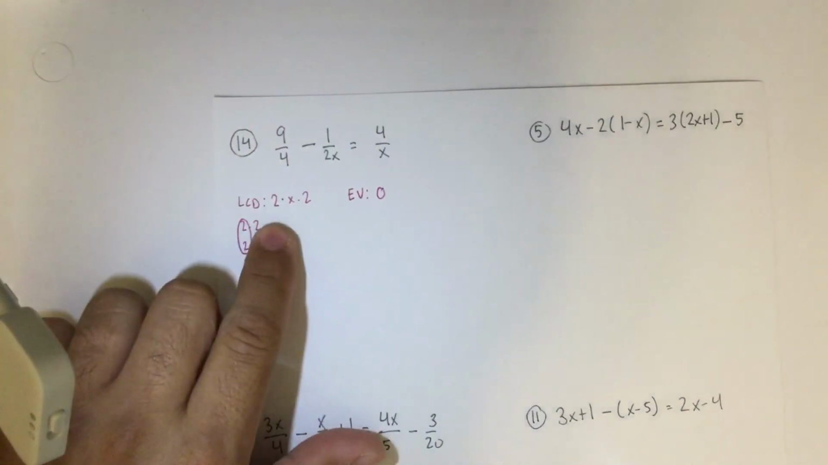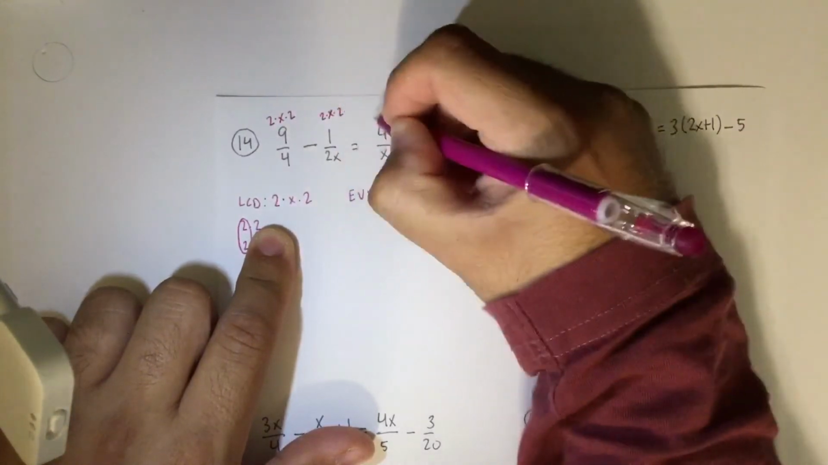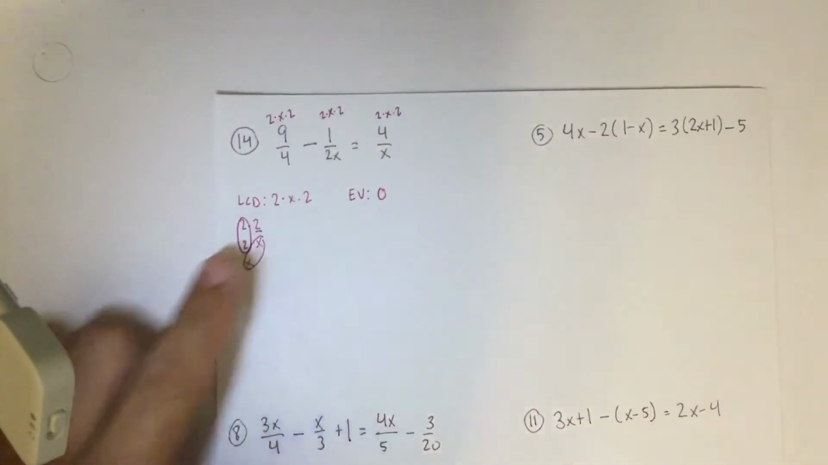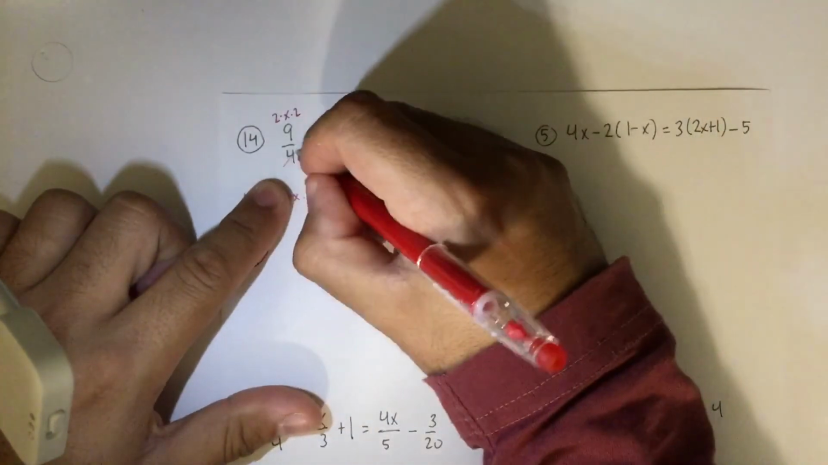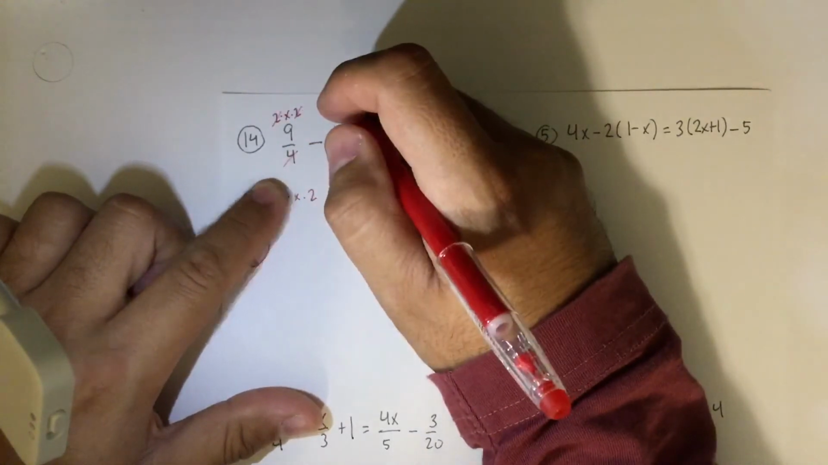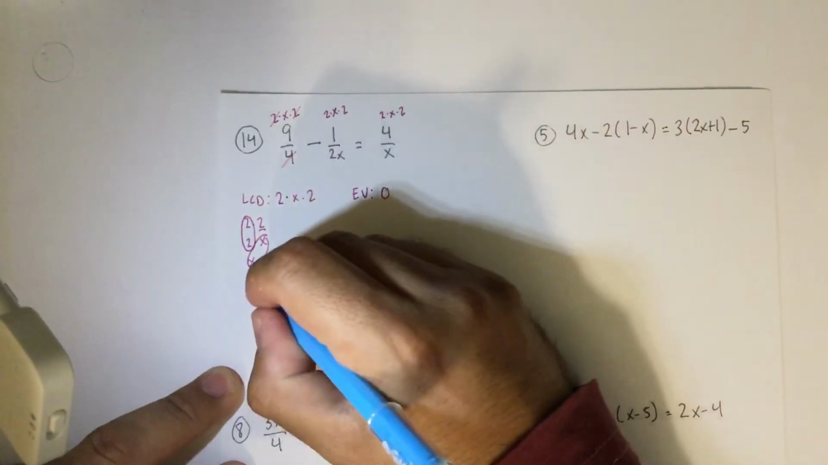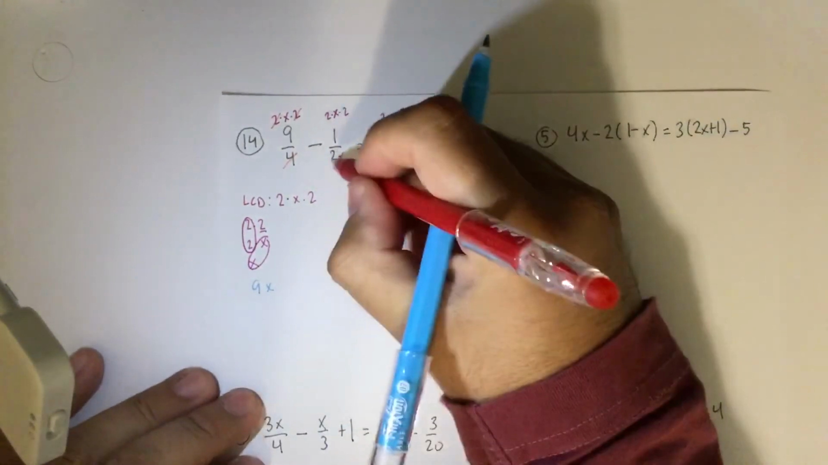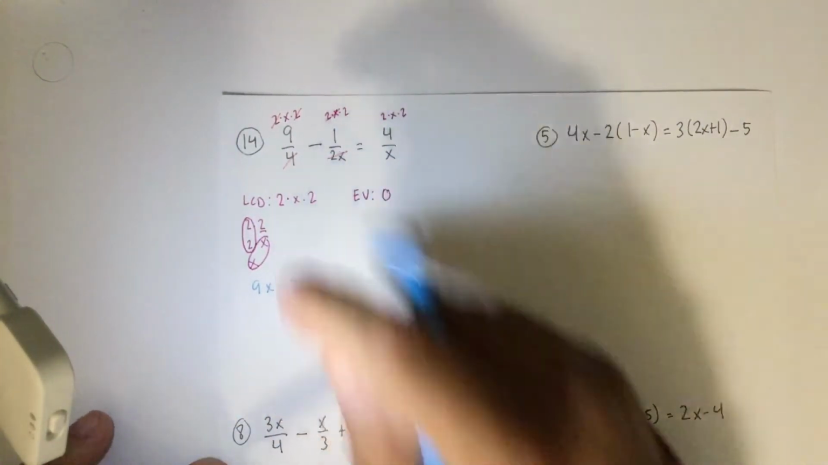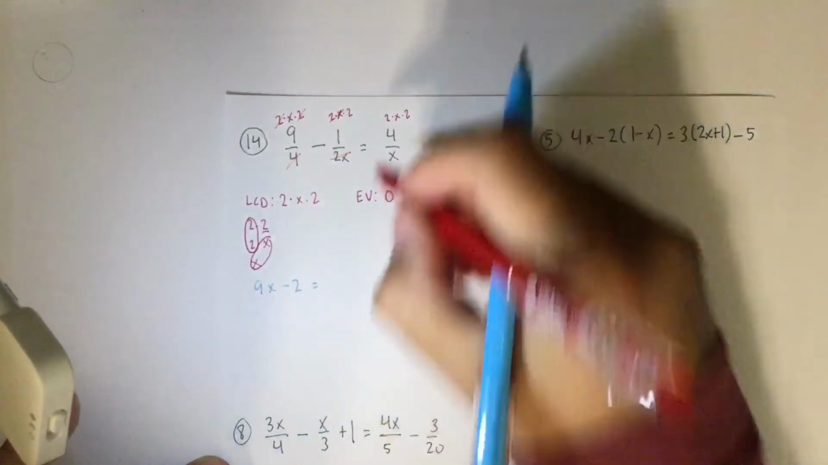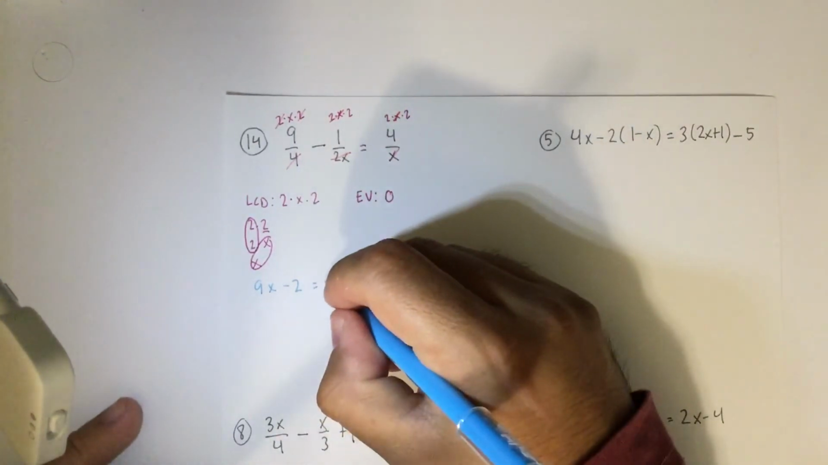All right, let's go and put our LCD above each one. So 2 times x times 2, 2 times x times 2, 2 times x times 2. Now we're going to cross out what's common in the top and the bottom. So on the bottom we have 4, and we have 2 times 2, which is 4. And that right there is going to give us 9 times x, which is 9x. On the second one, we have 2x, and we have 2x, so negative 1 times 2 is negative 2, equals. And on the last one, we have x, cross that out, and cross out this x, so we have 2 times 2 times 4, which is 16.